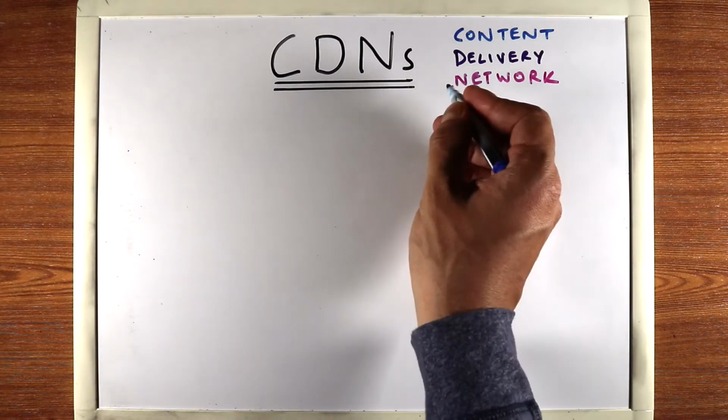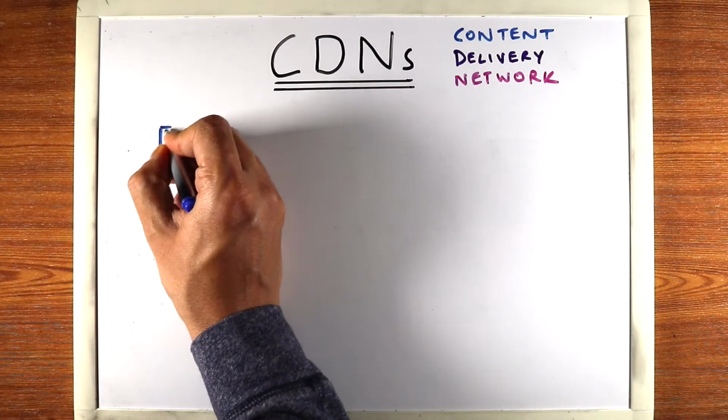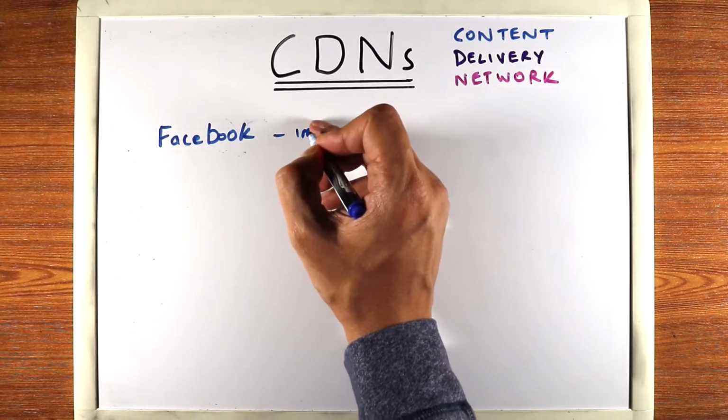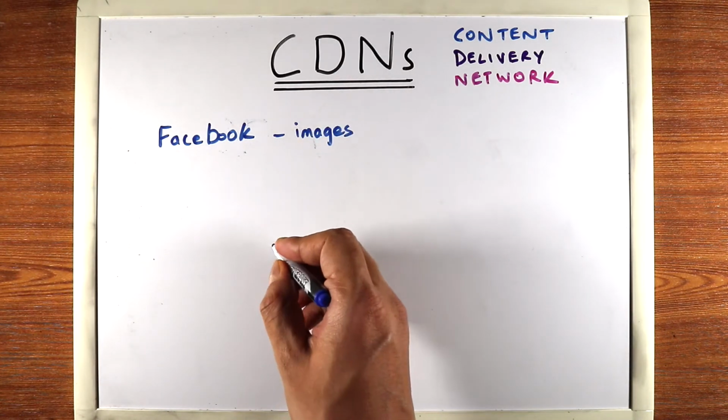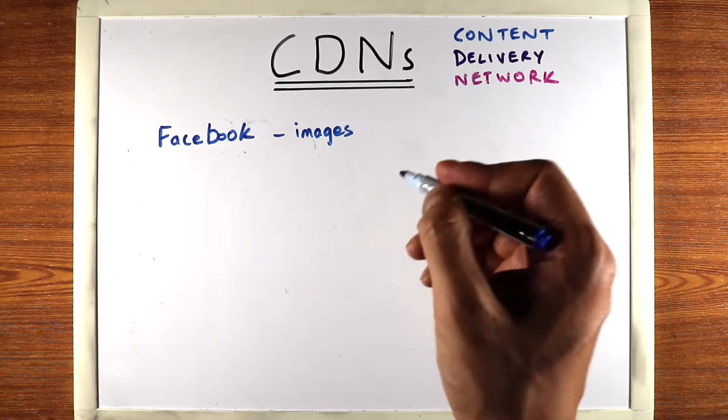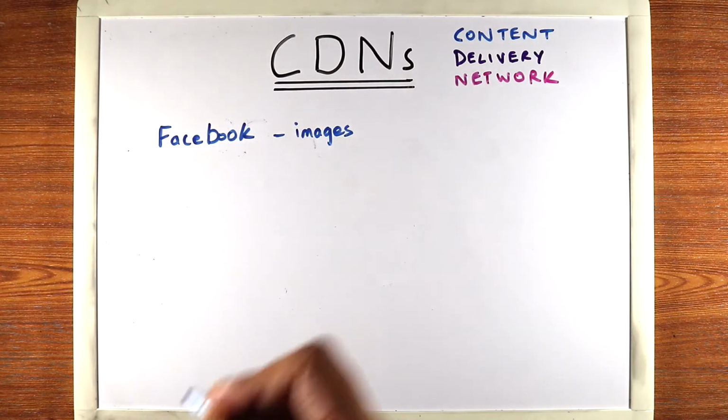So let's talk about CDNs. Let's say you're Facebook and you have a lot of images that need to be served all over the world. You can either use your own data centers and spread them out all over the world, or you can use content delivery networks, or CDNs, which already have this set up.